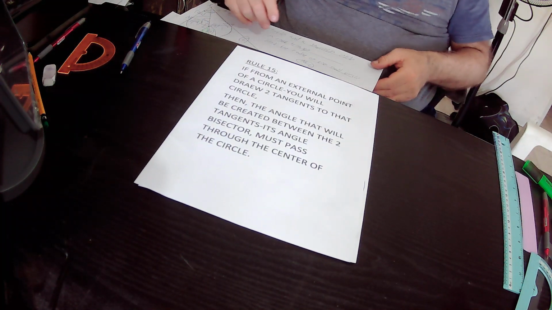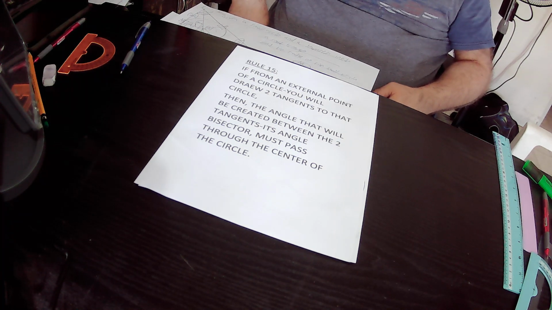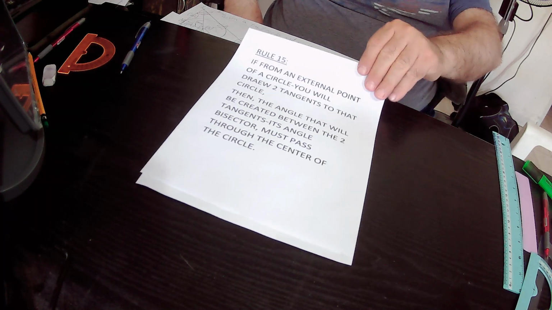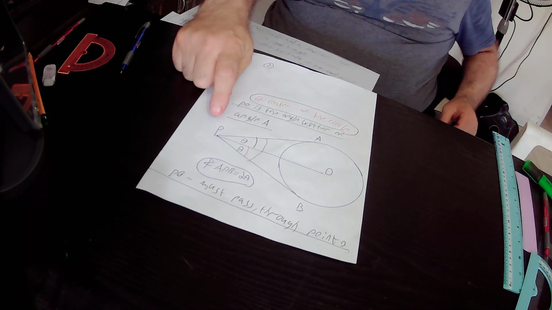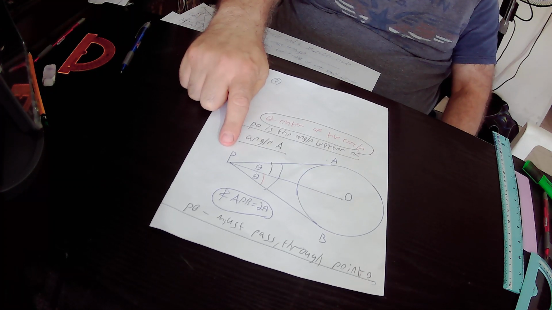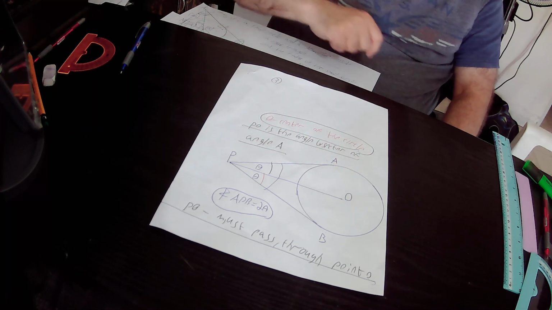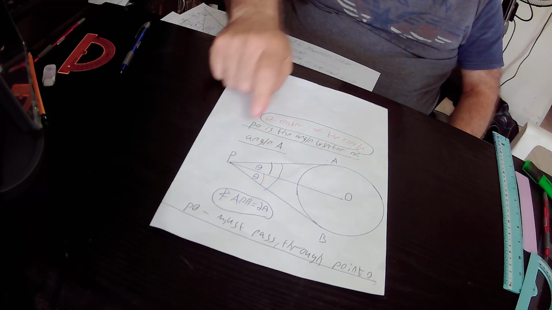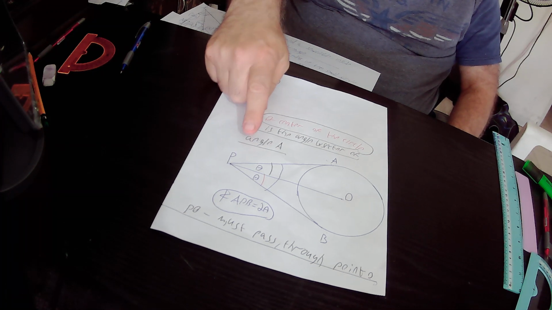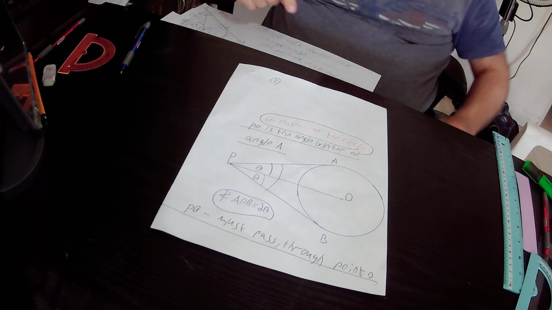According to Rule 15, if from an external point of a circle we draw two tangents to that circle, here, this is the common external point, point P. From this common external point P, we have two tangents to this circle, tangent PA and tangent PB. By drawing two tangents from this point P to this circle, we created here angle APB.